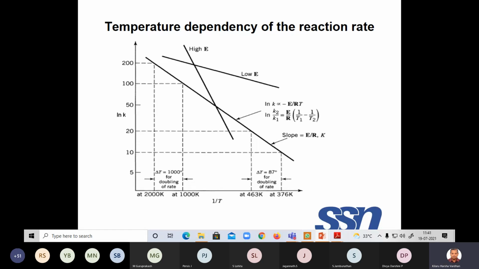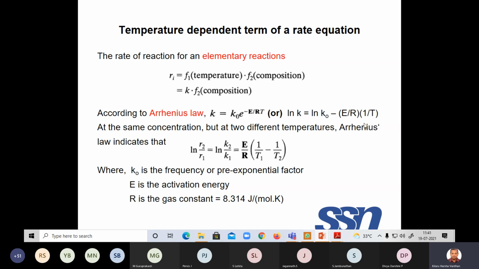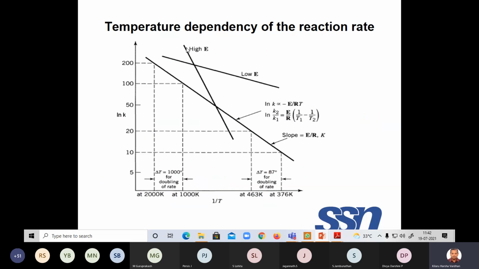Now, what will happen if the activation energy is very high? Activation energy is nothing but the minimum energy required for the reactants to react. So if there is a high activation energy, then what will happen? Minus E by R is the slope, therefore your slope becomes very steep. That is, your line becomes very steep. Therefore, your intercept becomes much larger.